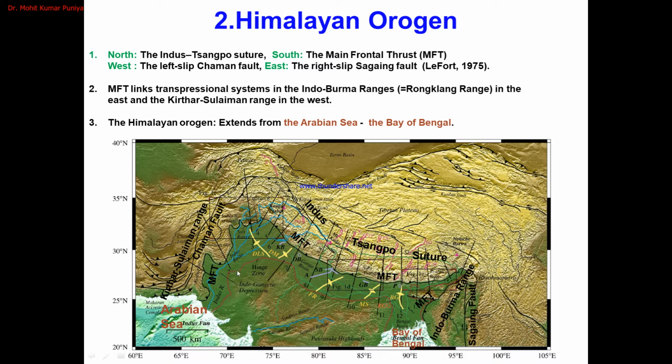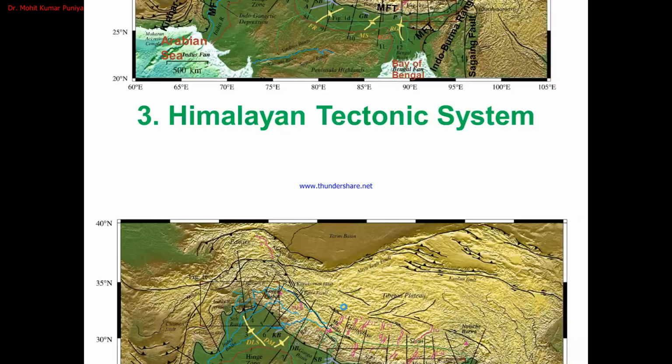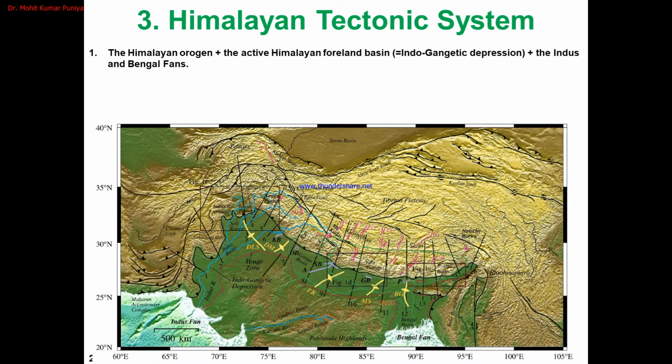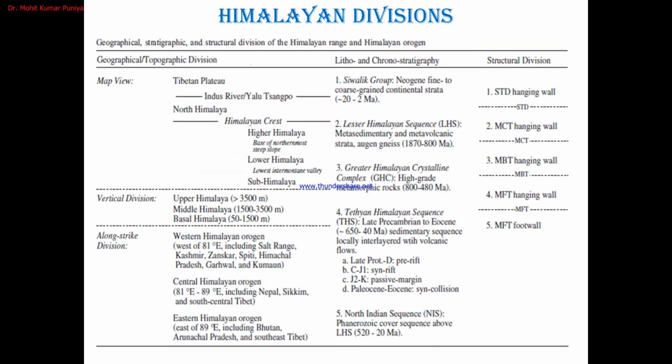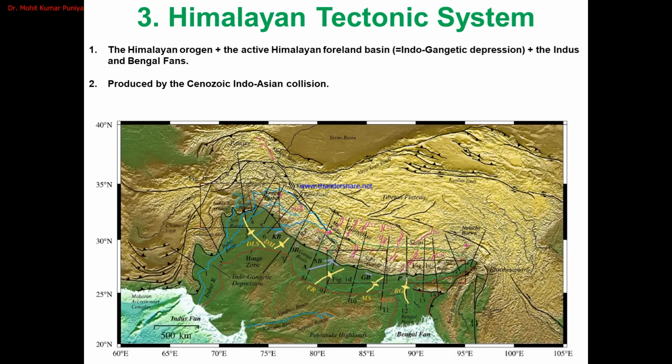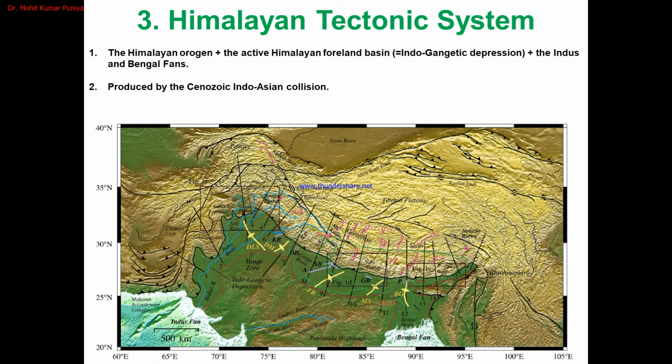But the whole orogen extends from the Arabian Sea to the Bay of Bengal, or we can say half of the western area and half of the eastern area and northern area has been covered by this Himalayan orogen in the Indian subcontinent. Then the Himalayan tectonic system. In the Himalayan tectonic system, we can define that the Himalaya is the combination of the Indo-Gangetic Plain, active Himalayan foreland basin, and Indus-Bengal fan.